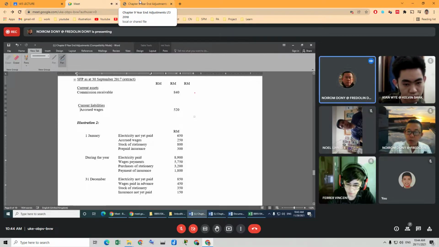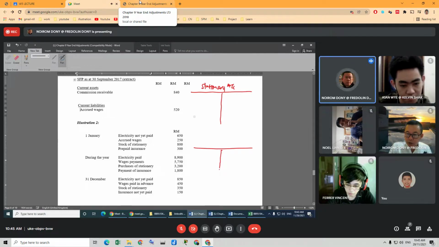Okay, so I open up stationery, then insurance. Then I record the opening balance, stock of stationery. The word itself, stock, gives me an indication this is an asset. So when I record the opening balance, it will be a debit balance.